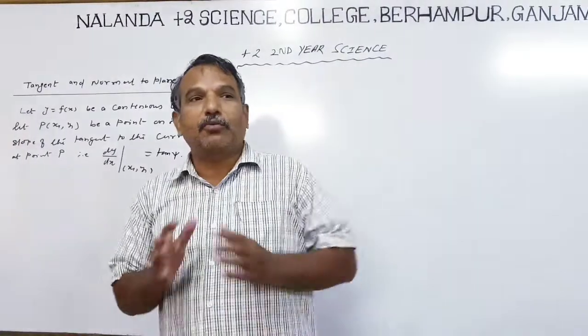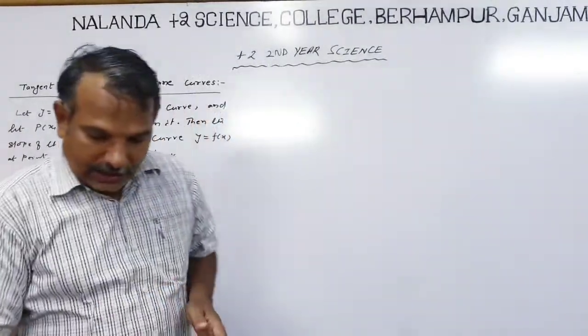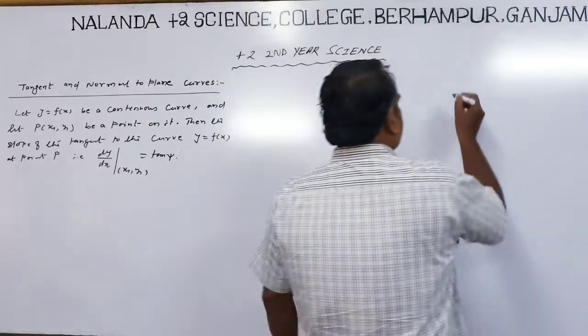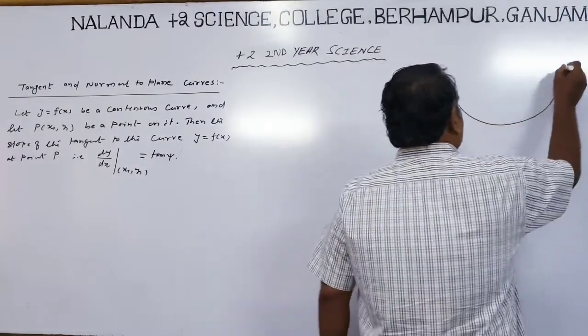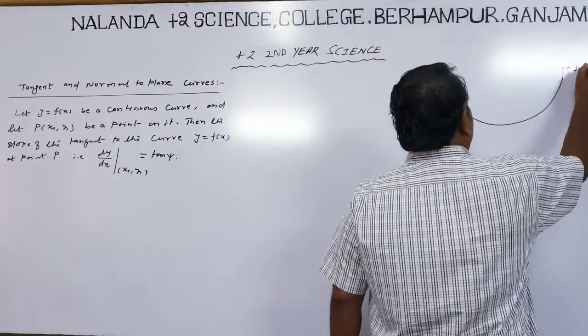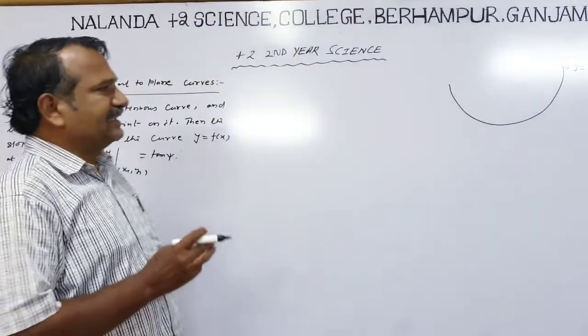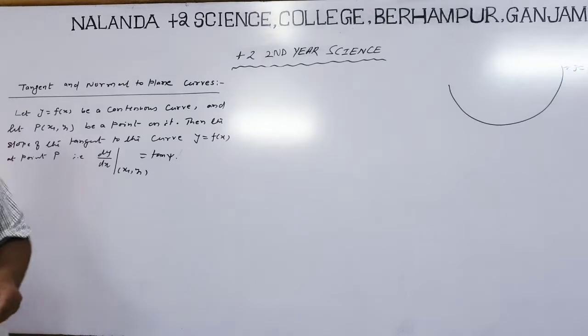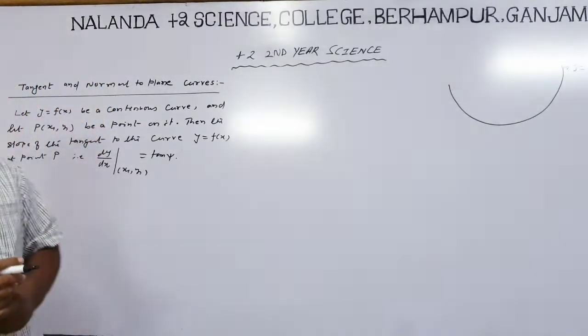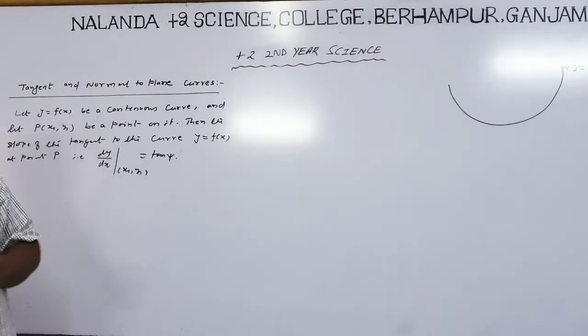Okay, that means here one curve is given. Let us say this is a curve y equal to f of x. Any curve is given. So, first find the tangent. Find the tangent to the curve at the point.